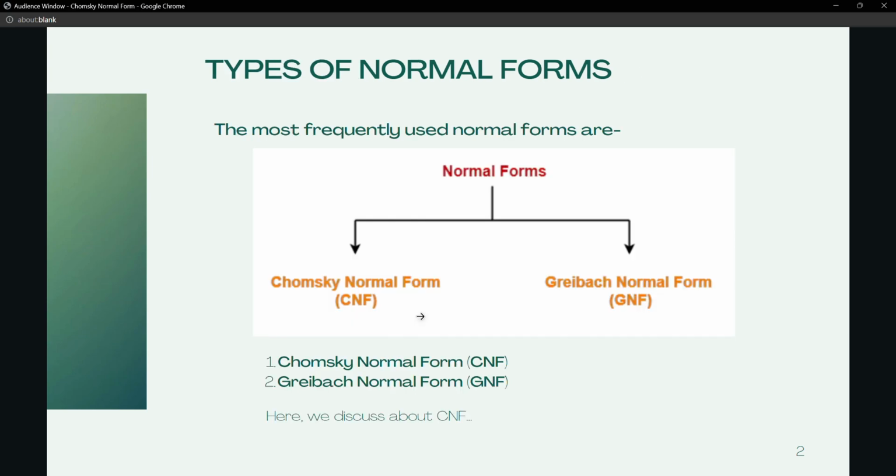So there are two types of normal forms. One is Chomsky normal form and one is Greibach normal form. In this video, we are gonna see about Chomsky normal form. These are the most frequently used normal forms, both CNF and GNF. Now we are gonna see about CNF.